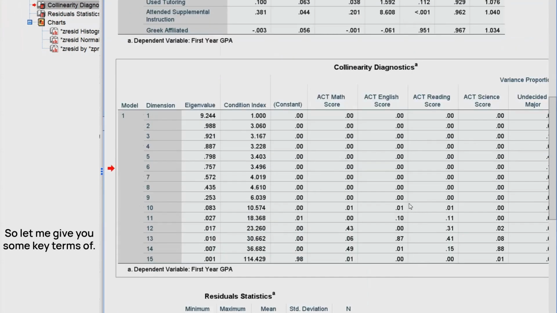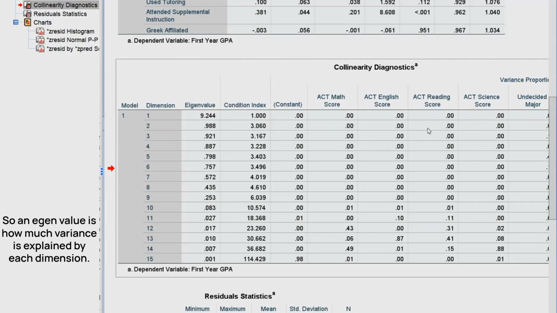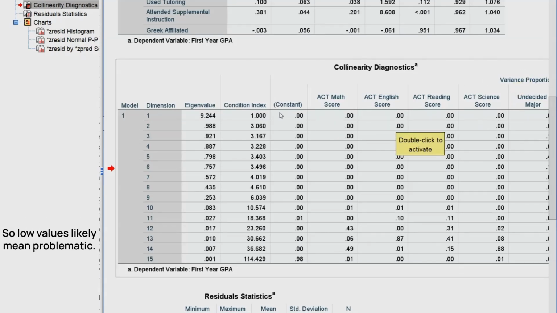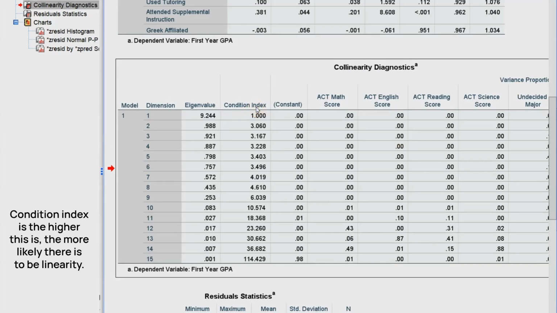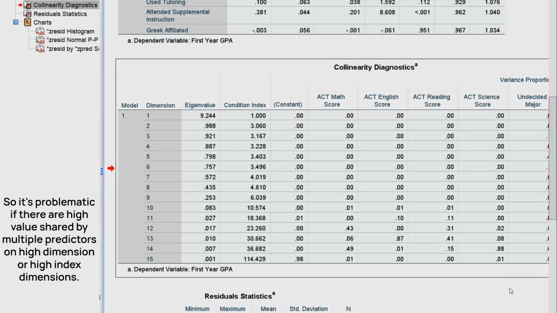So let me give you some key terms of these collinearity diagnostics. The three things we have that are of significance are eigenvalue, condition index, and then variance proportions. An eigenvalue is how much variance is explained by each dimension. So low values likely mean problematic. For condition index, the higher this is, the more likely there is to be collinearity. And then variance proportion shows how much of a single variable's variance loads onto each dimension. So it's problematic if there are high values shared by multiple predictors on high index dimensions.